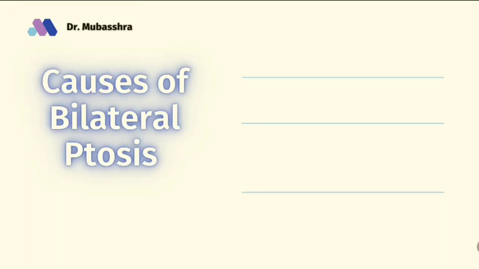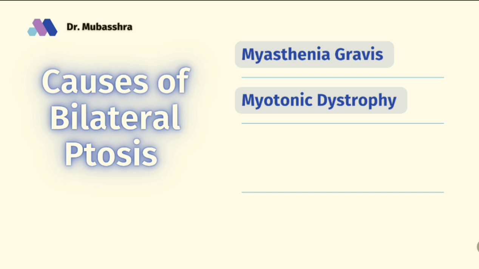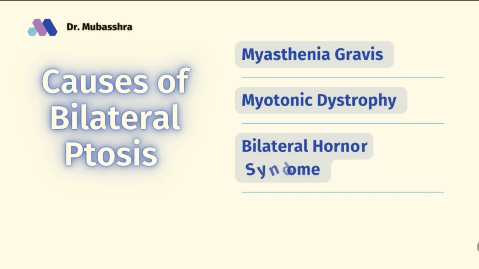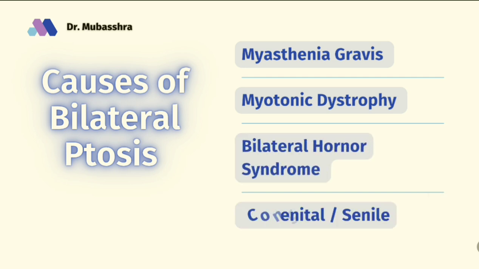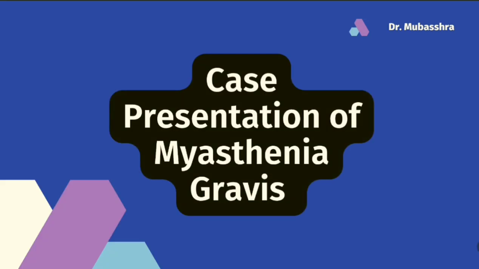Now let's discuss the causes of bilateral ptosis which you can encounter in the exam, and these differentials you can give in a patient of myasthenia gravis. So the first common cause of bilateral ptosis is myasthenia gravis, then myotonic dystrophy, bilateral Horner syndrome, congenital ptosis or senile ptosis. Also look for associations of autoimmune disease, for example, diabetes, rheumatoid arthritis, and SLE.